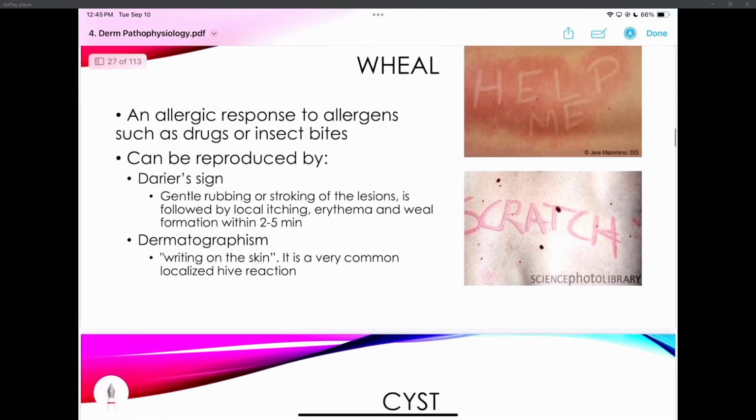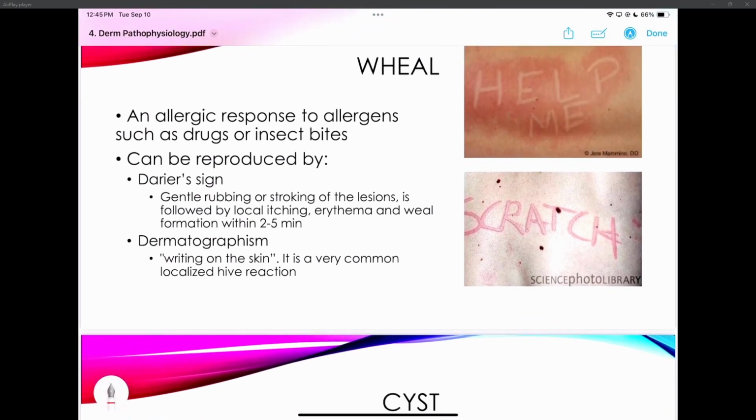With regards to wheals, there are a couple of allergic responses. Emma, our friend, can do this. She has this. So there are a couple of things. One's called Darier's sign, where you rub or stroke the lesion, followed by local itching, erythema, and wheal formation within 2 to 4 minutes. That's Darier's sign. You're scratching on the skin. It causes the reaction to occur. Dermatographism is just writing on the skin. That's dermatographism right there. Again, things that are going on with these wheals.